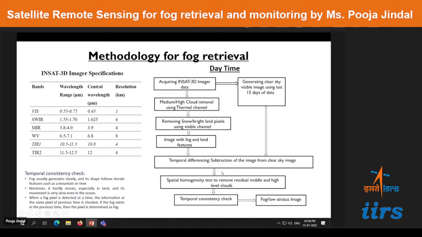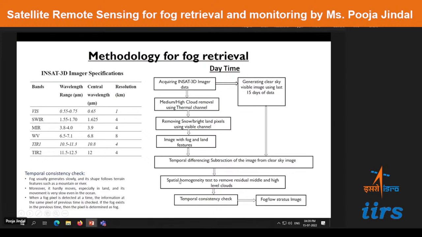To remove these residual features, we will apply some tests. First is the spatial homogeneity test and second is the temporal consistency test. For the spatial homogeneity test, we take a 3x3 pixel window of the image and calculate the standard deviation. If the standard deviation is more than a threshold, then that pixel will be rejected.